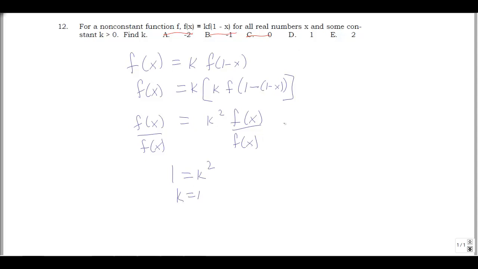Now, when I did this division step, what I need is that f of x is not 0 for some x. So this only works when f of x is not 0. If f of x was 0 for every x, then any k would work, but we had a description that said this is a non-constant function. So f of x is not 0 for every x. That means pick an x where f of x is not 0, do the division, you get 1 equals k squared, and then we'll get k equals plus or minus 1, but we take the positive one. So the answer here is D, k equals 1.